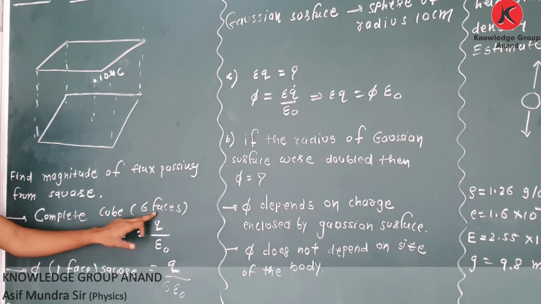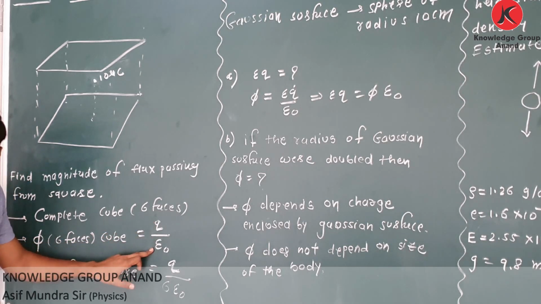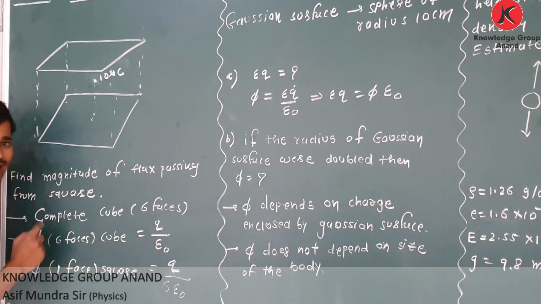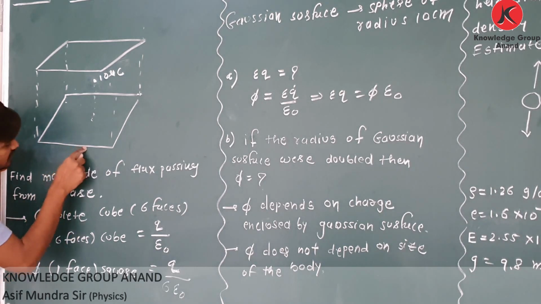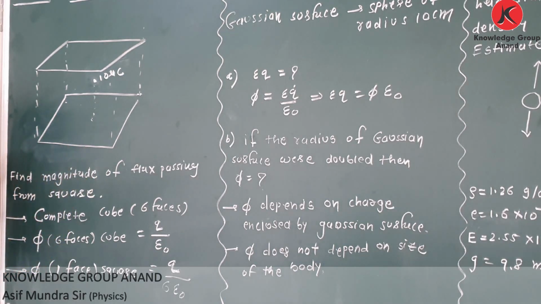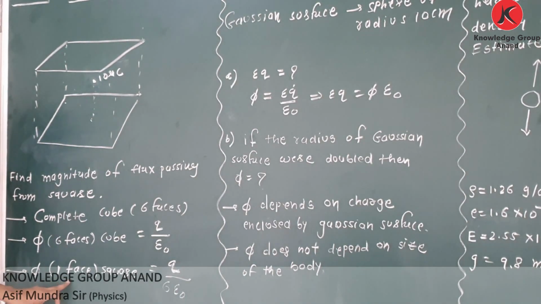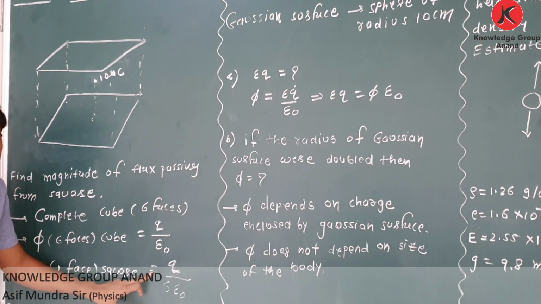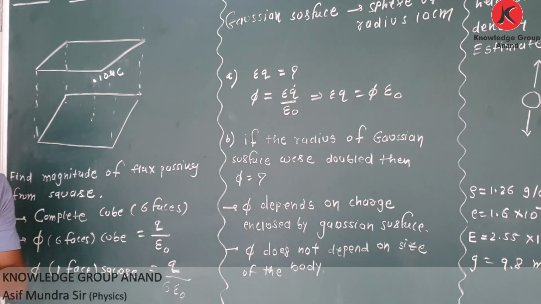Cube means 6 faces. So flux passing from the cube, 6 faces, is equal to q upon epsilon 0, because now this charge is enclosed by the cube. So flux phi is equal to q upon epsilon 0. But what is your question? You have to find flux passing from this square only, means only one face. So flux passing from one face, means square, is equal to q upon epsilon 0 divided by 6. So it is q upon 6 epsilon 0.